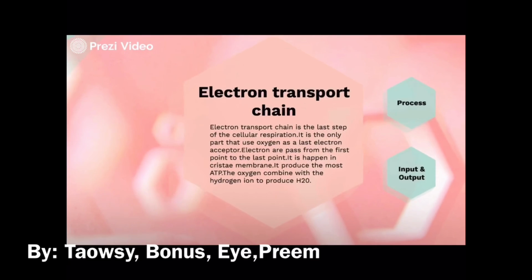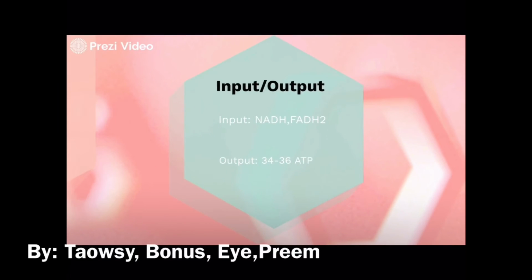Input and output of the electron transport chain. The input is NADH and FADH2. The output is 34 to 36 ATP. So as I said, the electron transport chain produces the most ATP.